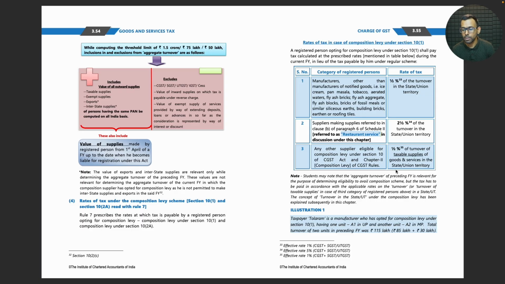Taxpayer Toll Arm is a manufacturer who has opted for composition levy under section 10 subsection 1, having one unit A1 in UP, another unit A2 in MP.